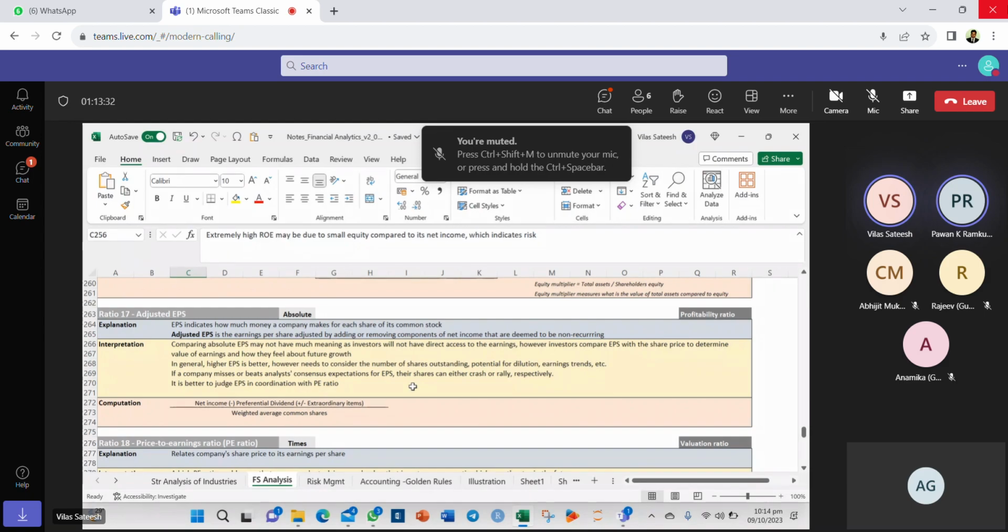Higher EPS is always better, but you always need to consider the total number of units that are there in the share capital.